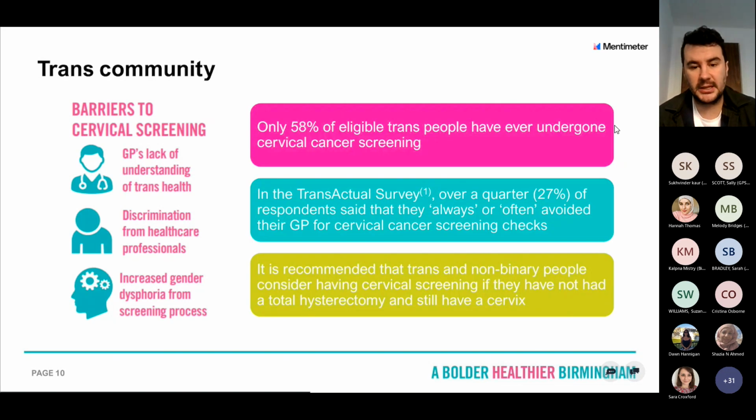You'll see that 58% of eligible trans people have undergone cervical cancer screening, which is significantly lower than the overall cervical cancer screening rates. In the Trans Actual survey, over a quarter said that they always or often avoided their GP for cervical cancer screening checks, which is a very high percentage. And it is also recommended that trans and non-binary people consider having cervical cancer screening if they've not had a total hysterectomy and still have a cervix. Next slide, please.